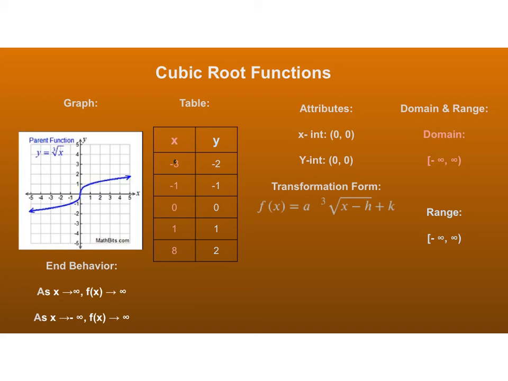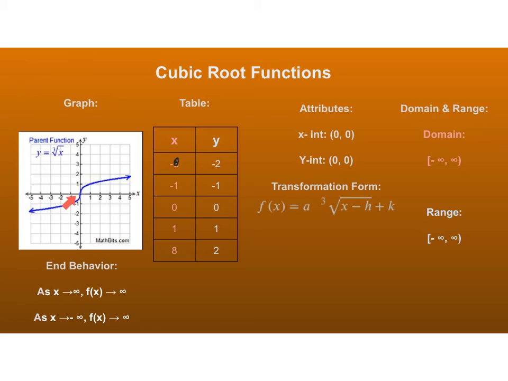For the table, that should be an 8, we're going to take the cube root of the numbers. So the cube root of negative 8 is negative 2. The cube root of negative 1 is negative 1, etc. So it has rotational symmetry. Some of the attributes it has is that the x-intercept is at 0, 0, and that's also the y-intercept. So it's crossing your x-axis, and it's crossing your y-axis at 0, 0. In the transformation form, the a is going to come in front of it, the h is underneath the cube root, and the k is after the radical.